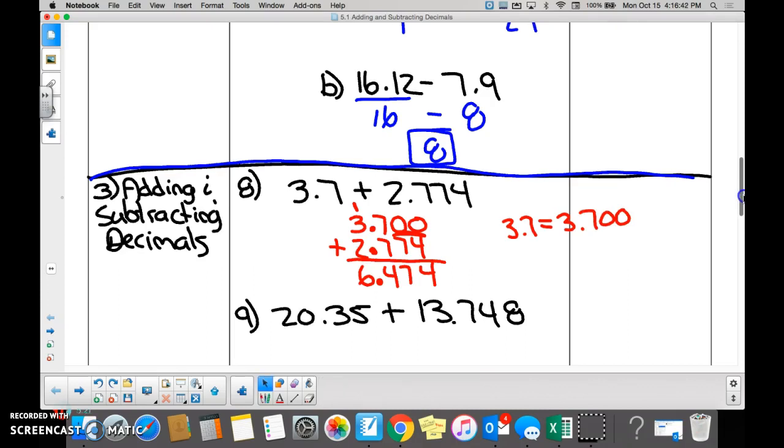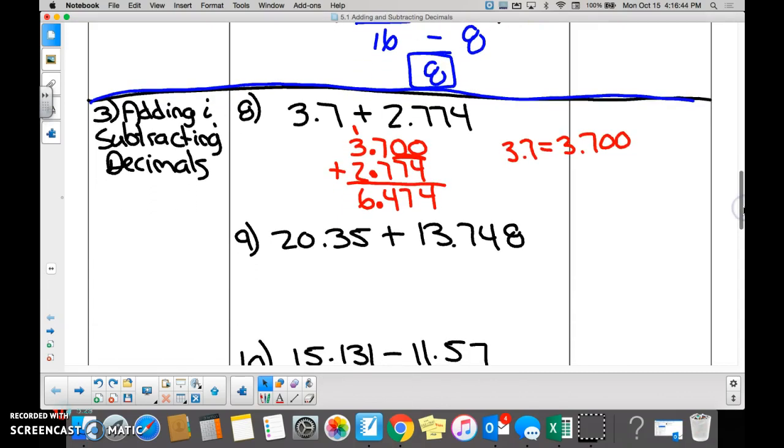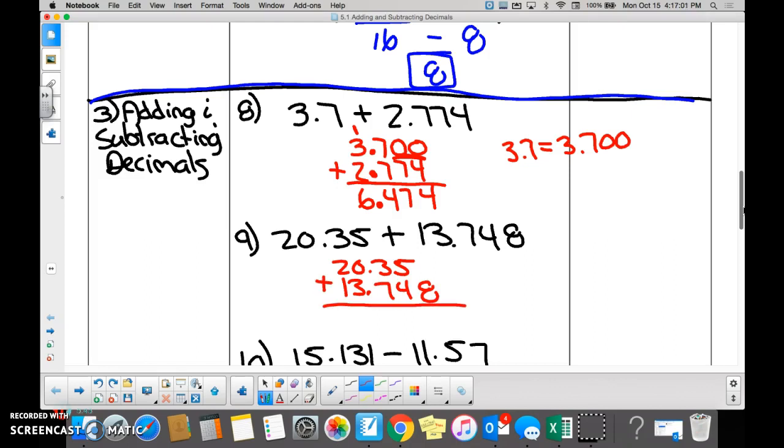Number 9, a little bit of a different look on this problem. We have 20 and 35 hundredths. So again, we're going to rewrite in a vertical form because it's much easier to add going up and down. And then 13 and 748 thousandths. We're adding those together. As you can see, our decimal points are lined up. I have nothing right in this spot, so I can go ahead and add my 0. And we go ahead and add.